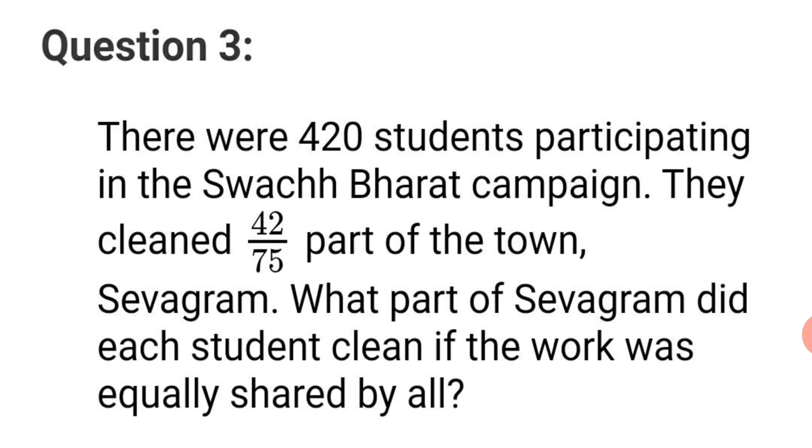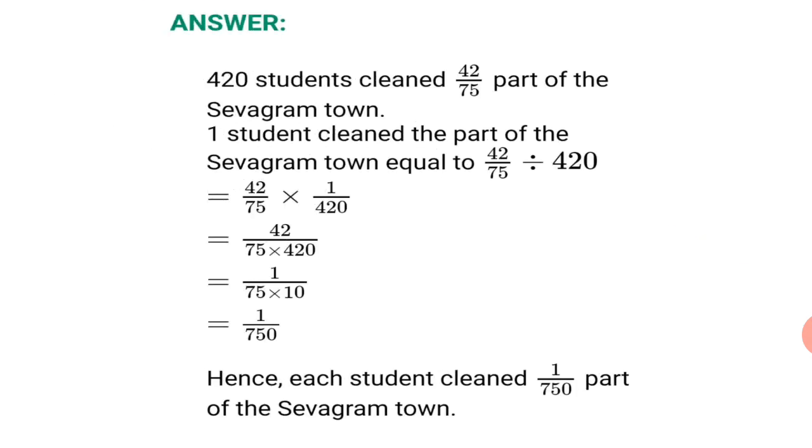420 students are there and the part is there. So this part we will divide by the number of students, 42 upon 75 divided by 420, and after calculating the steps, whatever we get will be our final answer. So let's see the statements now. 420 students cleaned 42 upon 75 part of the Sevagram town. One student cleaned the part of the town which is equal to 42 upon 75, that part divided by 420, which is the total number of students.